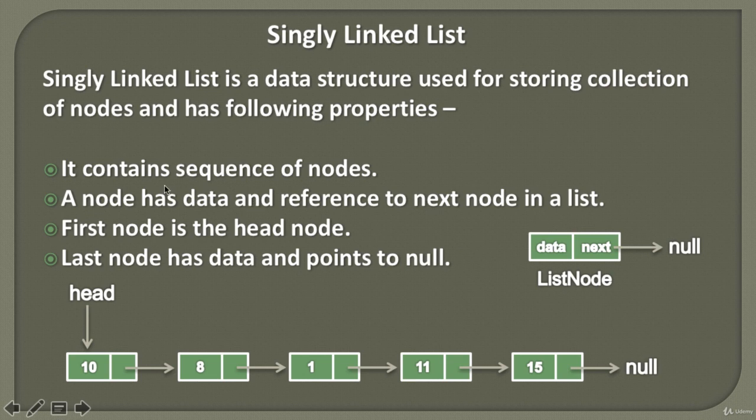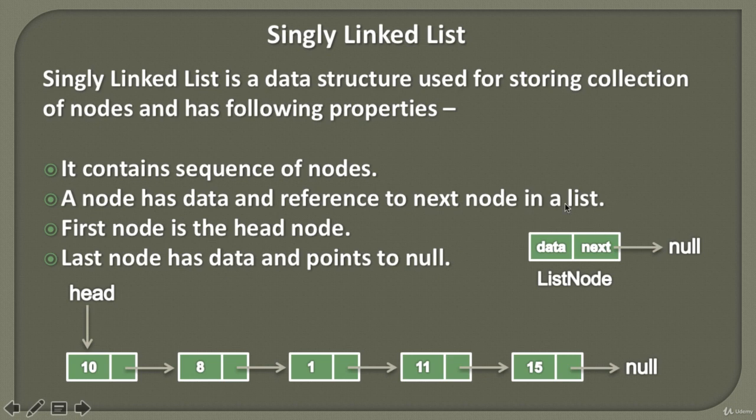First, it contains a sequence of nodes. So friends, below you can see a singly linked list. It has 5 nodes, and these 5 nodes are in sequence because all the nodes are forming a chain. Here you can see the first node is pointing to the next node whose data is 8, and 8 is pointing to the node having data as 1. 1 is pointing to the node having data as 11. 11 is pointing to a node having data as 15, and finally as 15 is the last node, it is pointing to null.